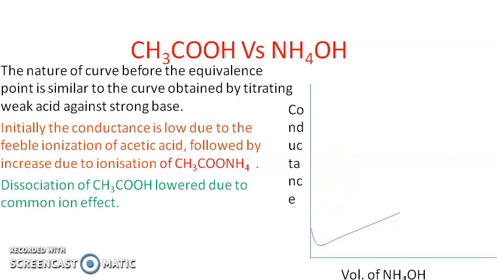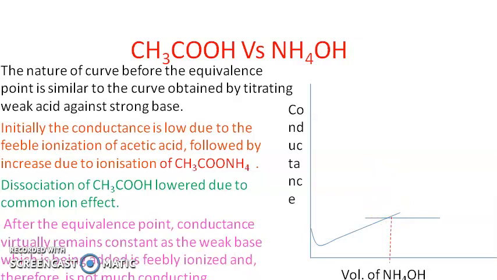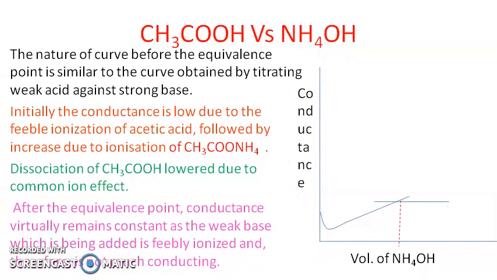Now after the equivalence point, the conductance values become constant because of the ammonium hydroxide. Since ammonium hydroxide is a weak electrolyte, it will not contribute much to the conductivity of the electrolyte. So the plot will show an initial dip and then a slight increase in the conductance, followed by a constant value of conductance. This will be the pattern of the conductivity plot, conductance versus volume of base, for a reaction of weak acid and weak base.